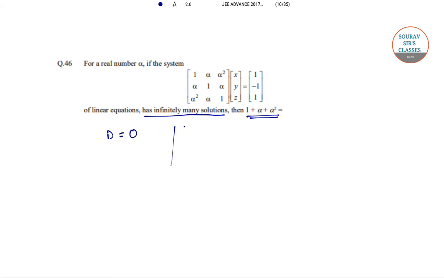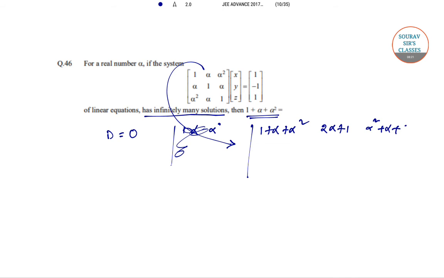So 1 plus alpha square, if we take it, and do the operation: this plus this plus this. I am directly going for the operation with respect to the principal matrix here. 1 plus alpha square, 2 alpha plus 1 and alpha square plus alpha plus 1. So every column is the sum of these, and the rest of the things remain unchanged. So this is equal to 0.